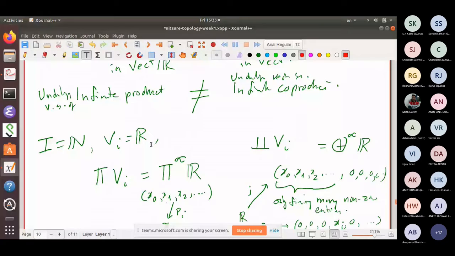For commutative rings, we talked about products and coproducts. That was a tensor product. This is where we ended.